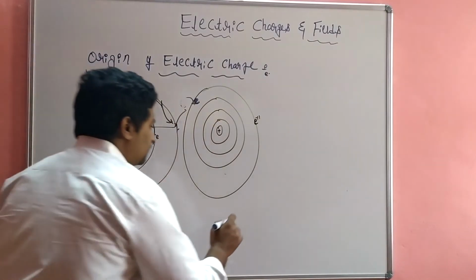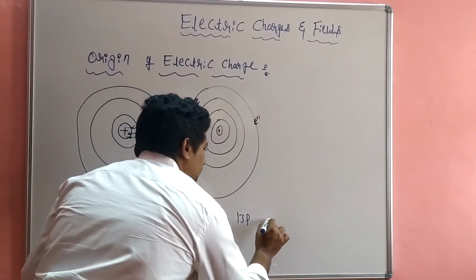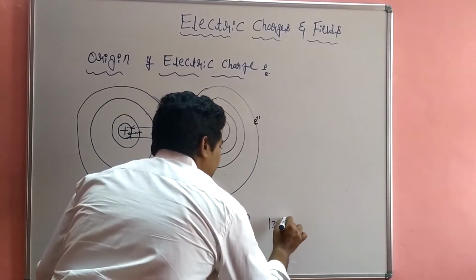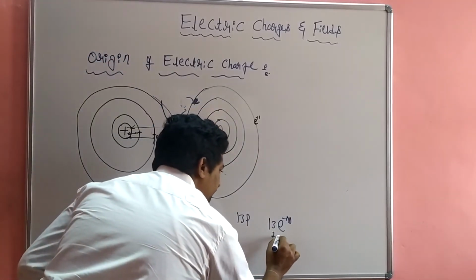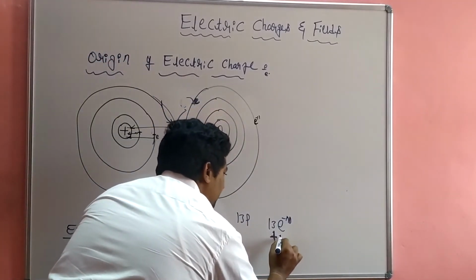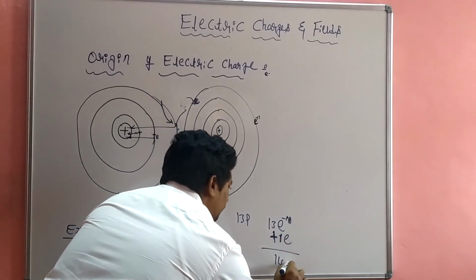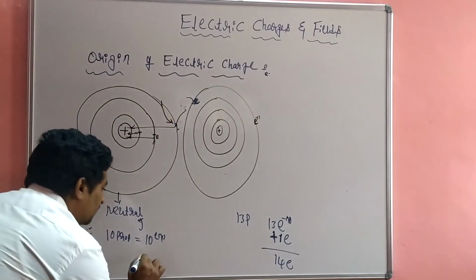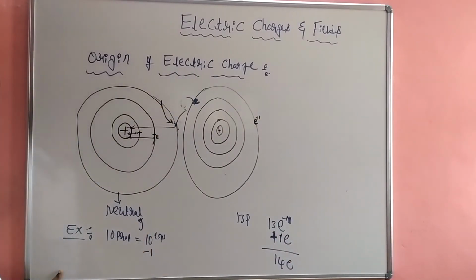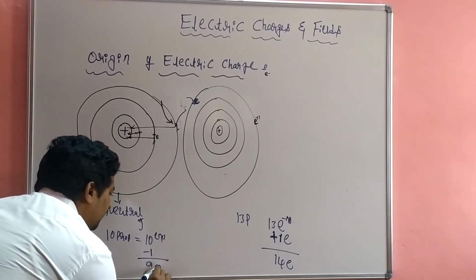So for example, this atom has 13 protons and 13 electrons. One more electron is added, so the total number of electrons is 14. Now, if one more electron is lost, that means minus 1, so the total net electrons is equal to 9.